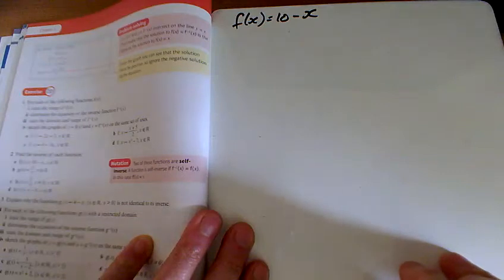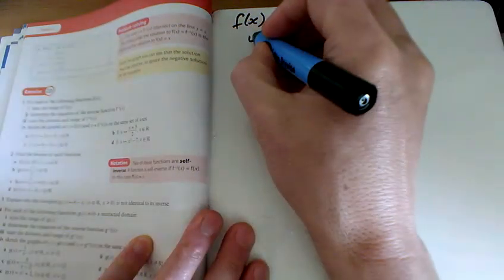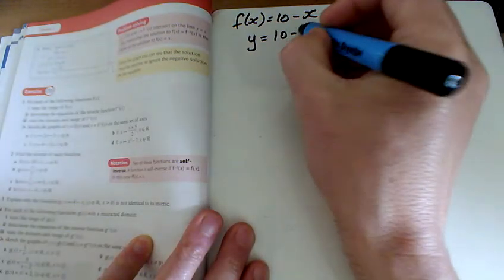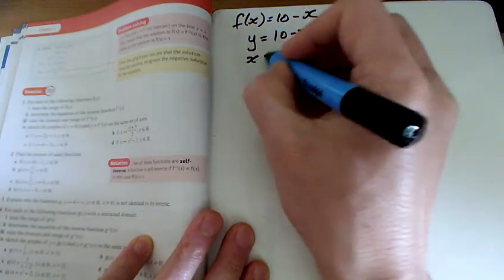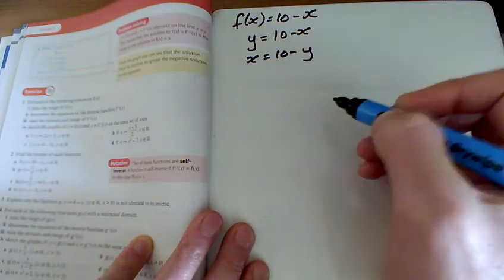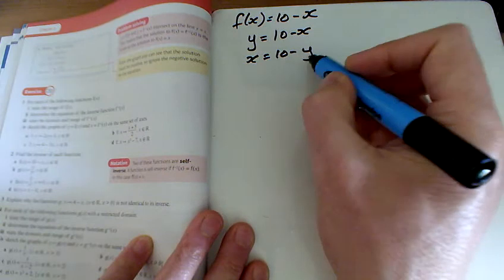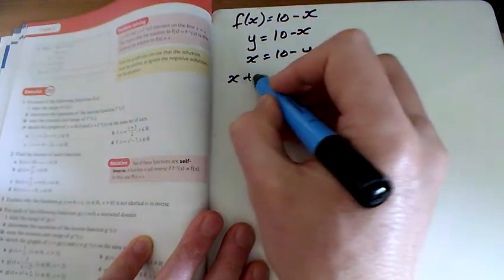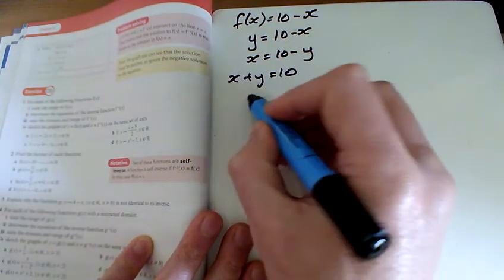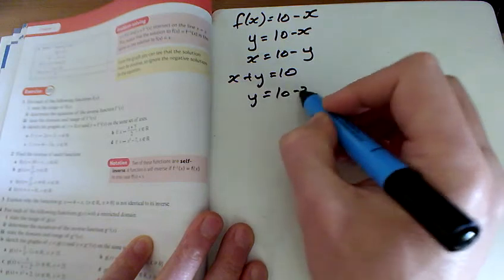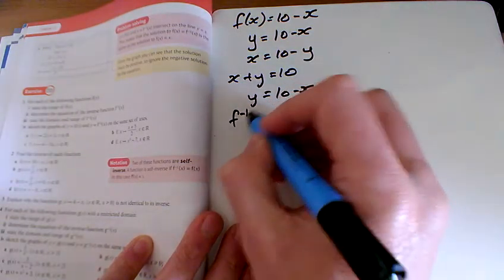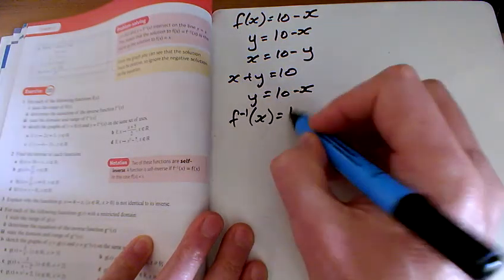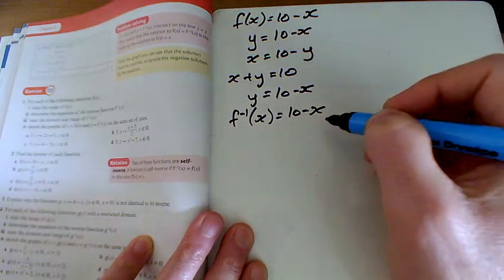Question 2, we're asked to find some inverse functions here. So we write y equals it. We switch the letters over. Now we rearrange to get y all on its own. The simplest way of doing this is add y to both sides and then take x from both sides. And so the inverse function is 10 take away x, what you started with.